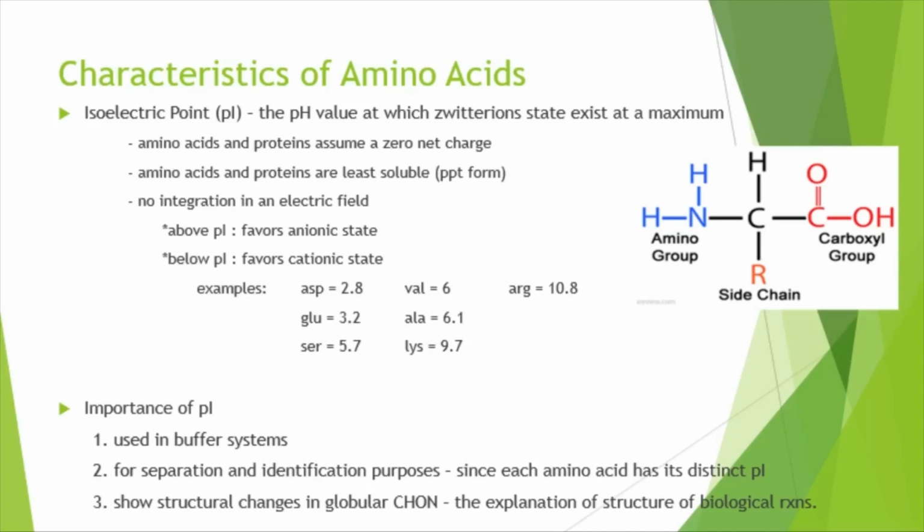What is the importance of the isoelectric point? It is used in buffer systems. A buffer is the ability to resist change in pH. Also, it is used for separation and identification processes because, as I told you, each amino acid has its distinct isoelectric point. It also shows structural changes in globular proteins. This explains the structure in biologic reactions, because proteins undergo different biologic reactions depending on their structure.